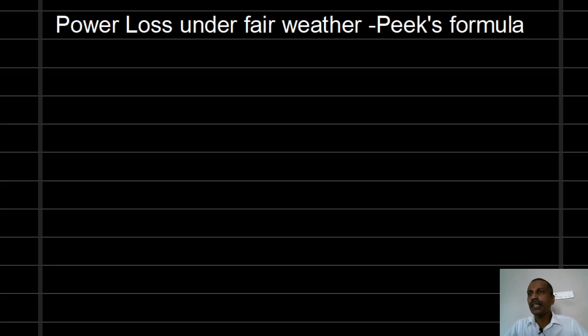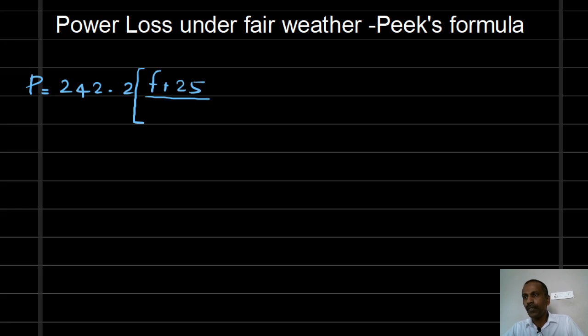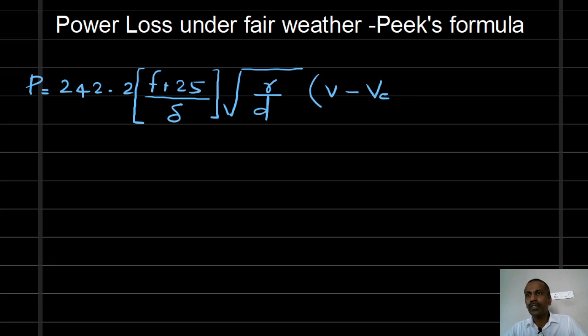Now we find out the power loss under the fair weather condition, under the good weather condition, using Peek's formula, where P equals 242.2 into (f plus 25) divided by delta into root of R divided by D into (V minus Vc) the whole square into 10 raised to minus 5 kilowatt per kilometer per phase.